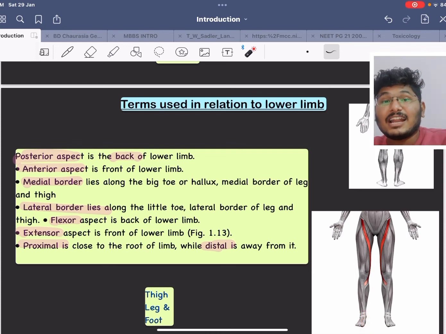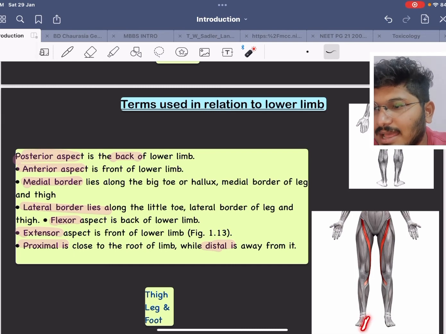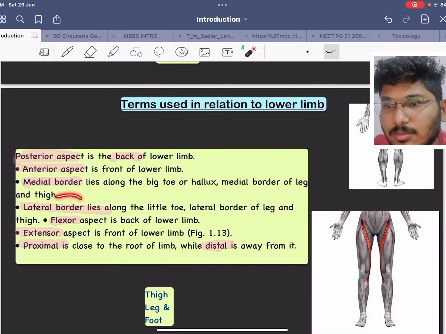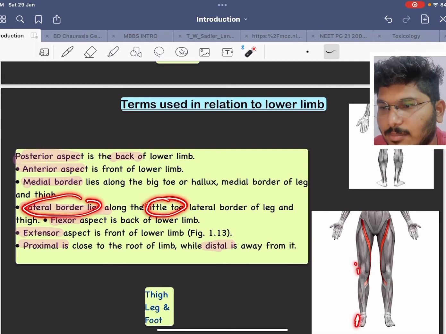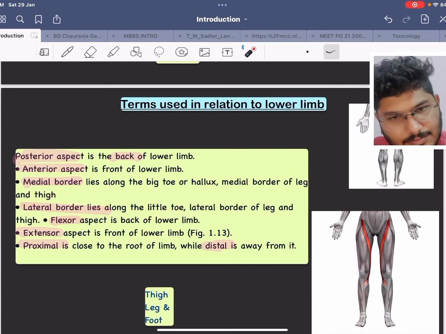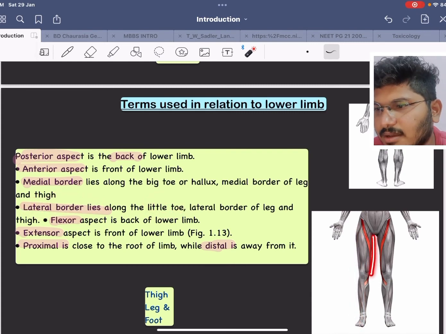But for the hand, in the anatomical position, the side towards the thumb is the lateral border because it is away from the medial plane. That is what I said previously. So around the great toe, it is called the medial border. The lateral border lies along the little toe, the lateral border of the leg and the lateral border of the thigh. The medial border is the medial border of the thigh, the medial border of the leg and the medial border of the foot, that is, along the great toe or big toe.